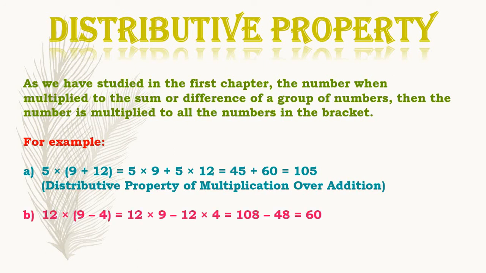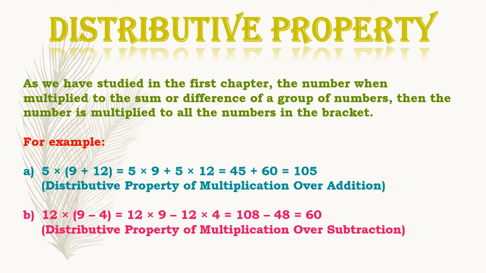Okay. Next, 12 into, in bracket, 9 minus 4. So here in the bracket there is a difference. 4 is subtracted from 9 here. So we will write 12 into 9 minus 12 into 4. Here we put in the middle the same subtraction sign because in the bracket there was a subtraction sign. So it will be 108 minus 48 is equal to 60, and it is called distributive property of multiplication over subtraction.